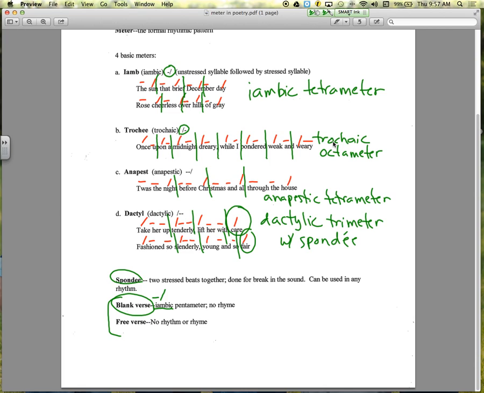Unstressed, stress, and how many times is it repeated? Five times. So if you just listen to one of his lines of his poem: "But soft, what light through yonder window breaks." That entire poem was written in iambic pentameter.